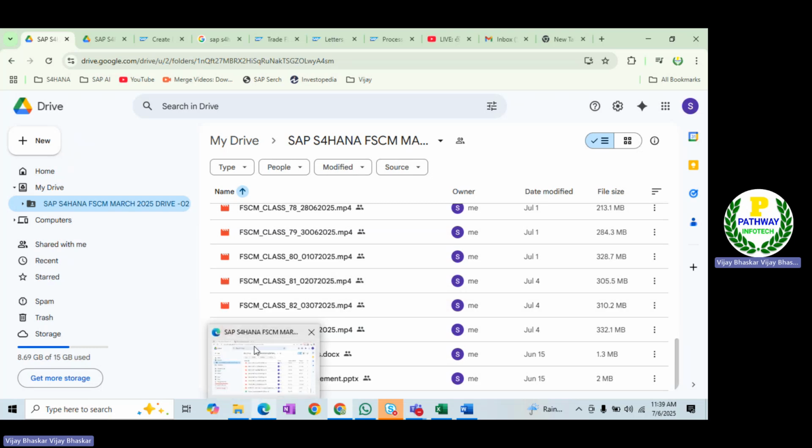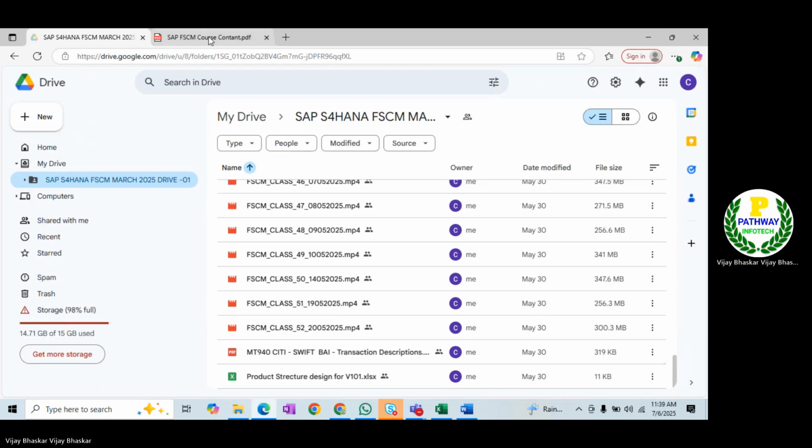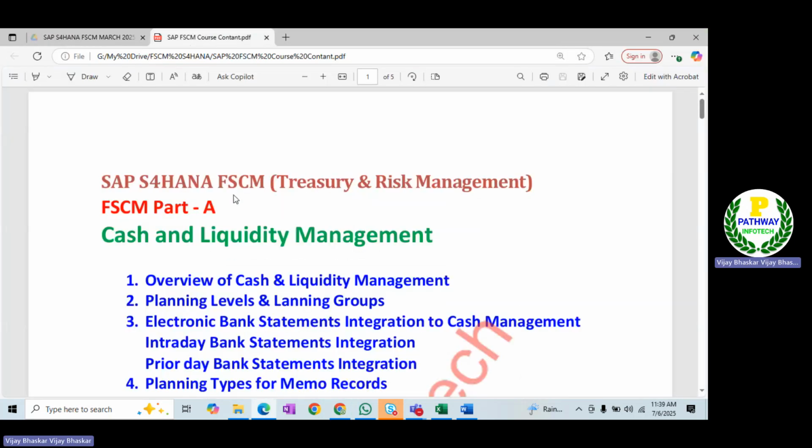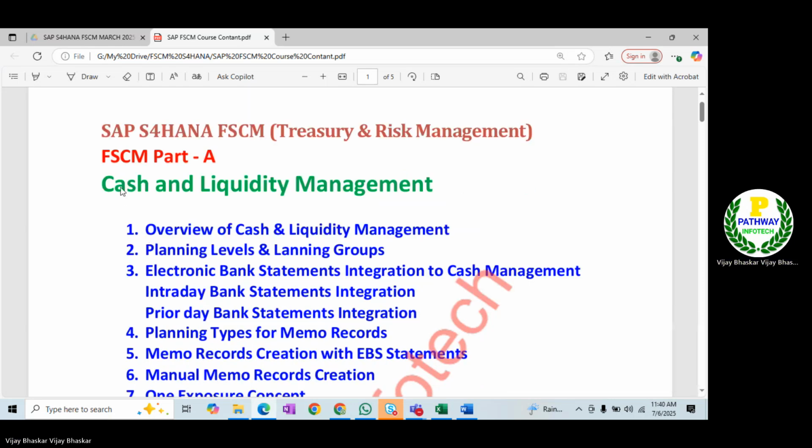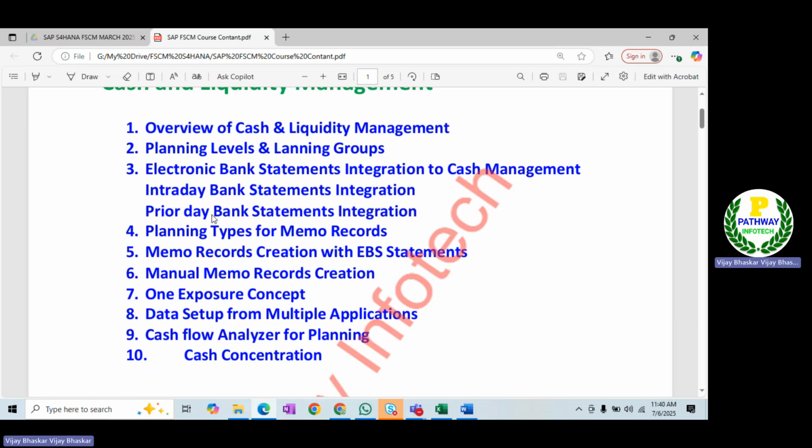As compared with the previous batch, I have not added any new topics. Coming to S4 HANA, this is the syllabus we are going to learn. These are the topics you can see here. In part one, cash and liquidity management: overview of cash and liquidity management, planning levels, planning groups, then integration with the electronic bank statement.